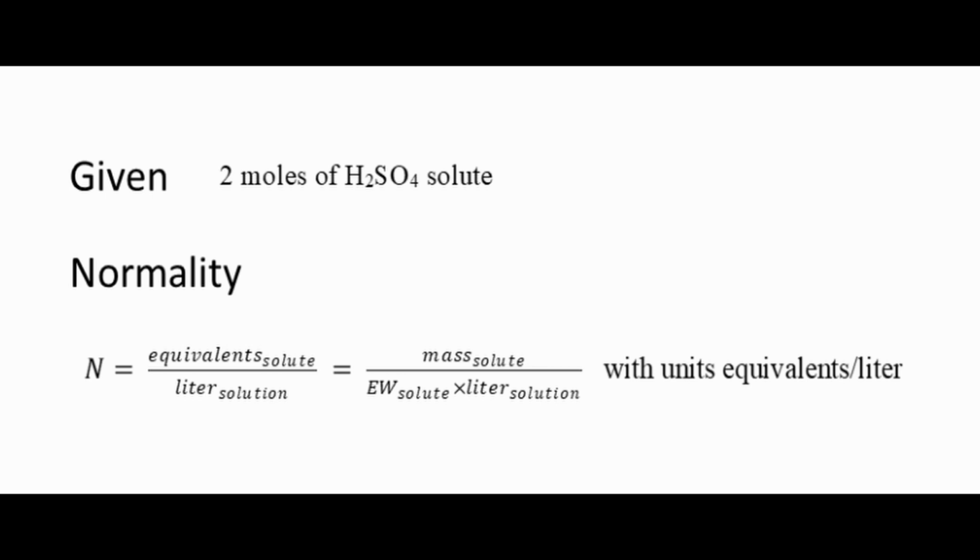Normality is the mass of solute divided by the equivalent weight of the solute times the liters of solution, with units in equivalents per liter. Well, the mass of the solute is the 2 moles multiplied by the molecular mass of the H2SO4.